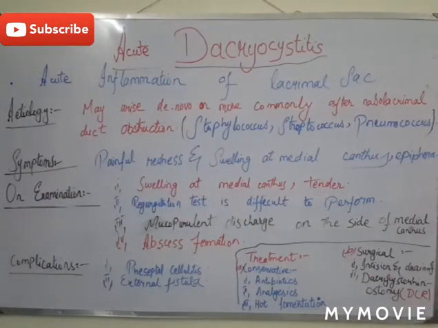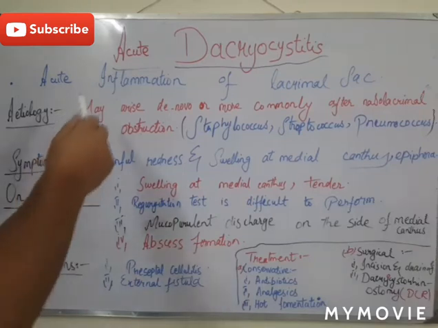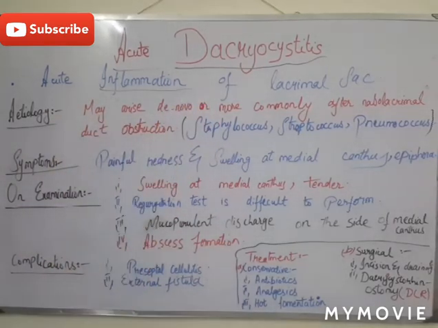What is acute dacryocystitis? Acute dacryocystitis is the inflammation of the lacrimal sac.